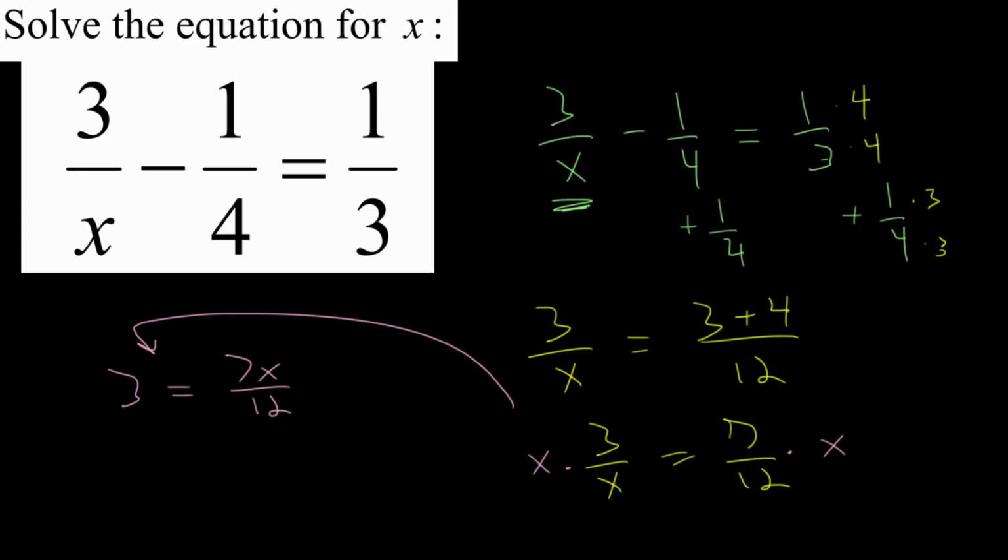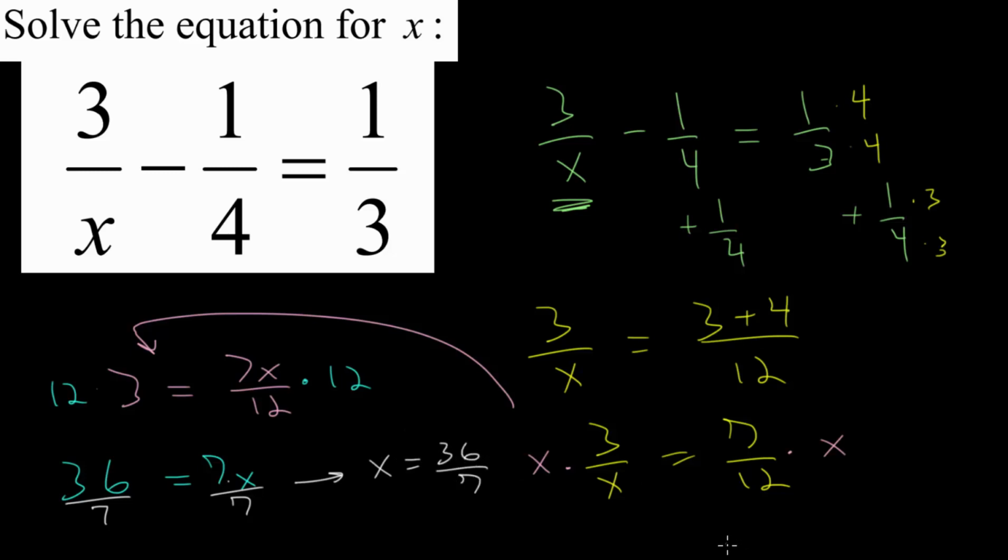And to get x by itself, let's multiply each side of this equation by 12 here. And we get 36 is 7x, since 12 divided by 12, those will cancel. In the last step, we just divide everything by 7 to cancel out this multiplication, so that x is 36 over 7.